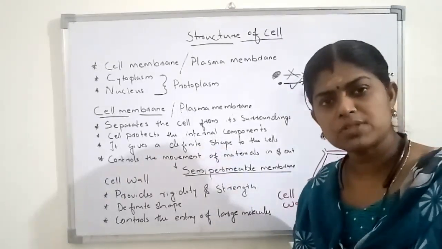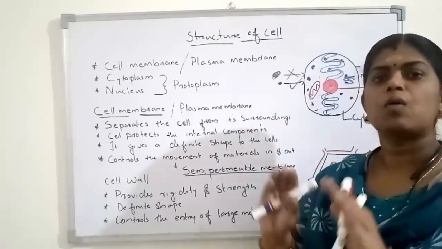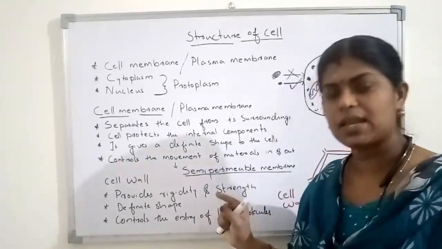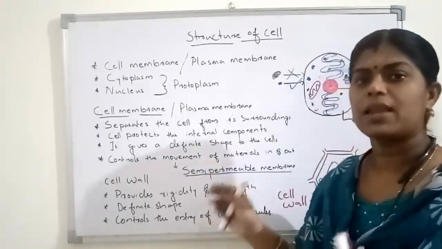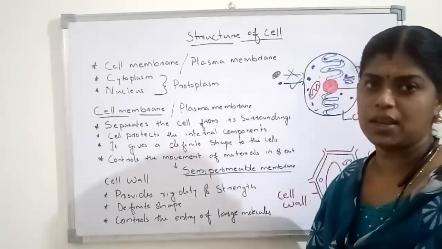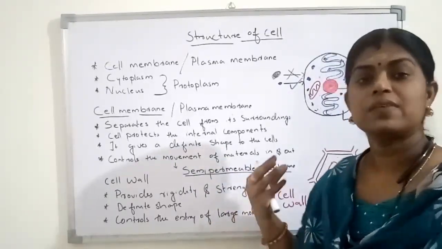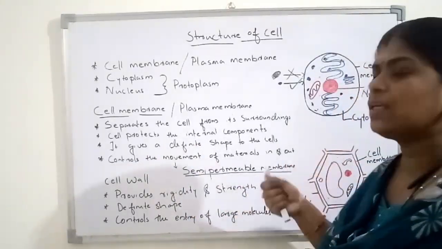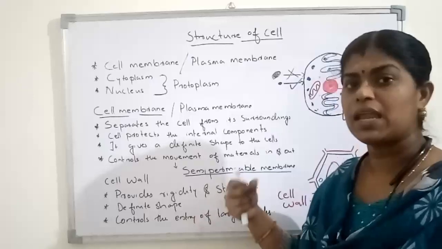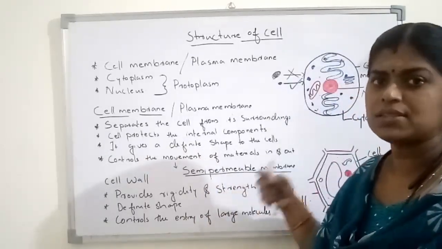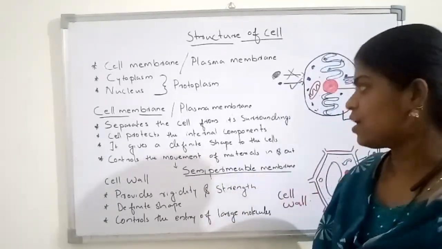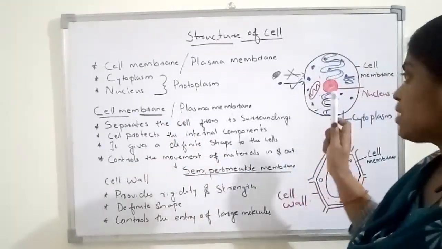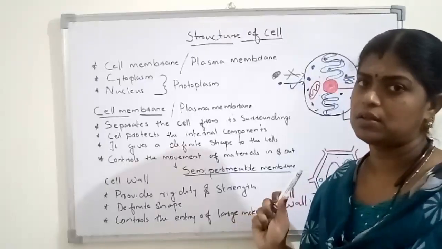So now what do you know about cell membrane? Cell membrane is the outermost covering of the cell. It separates the cell from the surroundings, it protects the internal materials of the cell, and it gives a shape to the cell. It is a semi-permeable membrane so that it controls the entry and exit of the materials in and out of the cell. So these are the four functions of cell membrane. This is a common thing for all cells.